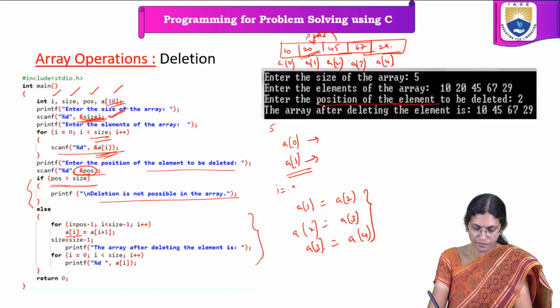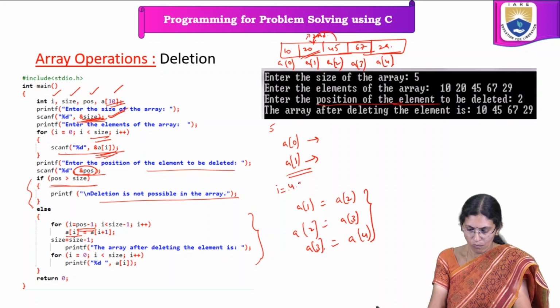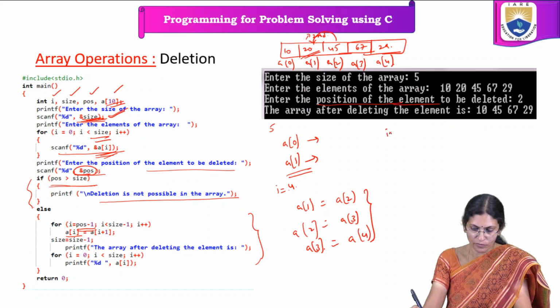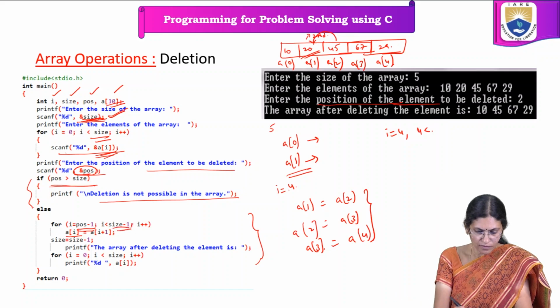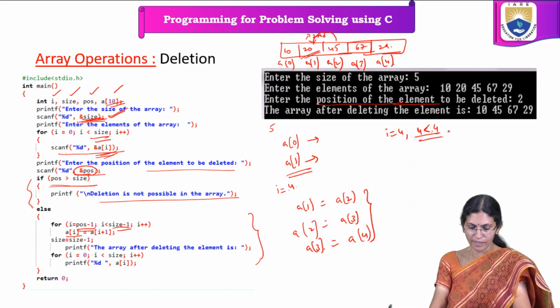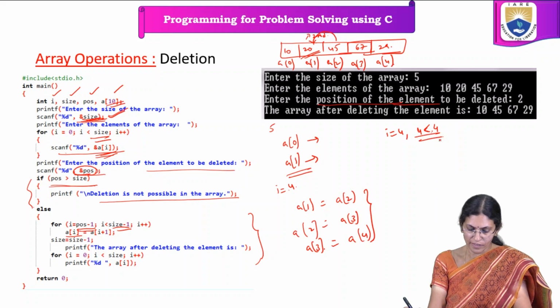So the initial value is I is equal to position minus 1. So 5 minus 1 is 4. From the last we are carrying out, so for I is equal to 4. This is how the program is executed. First, for I is equal to 4, 4 is less than size minus 1. That is 5 minus 4. What is the size here? Size is equal to 4. So 4 is less than 4.